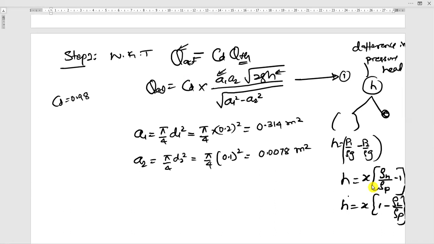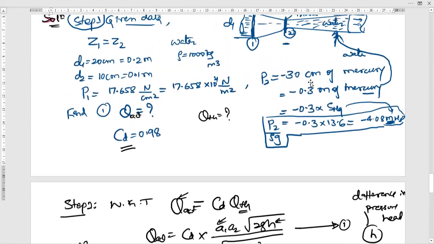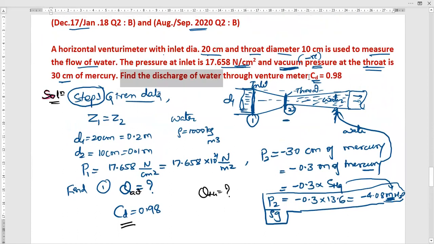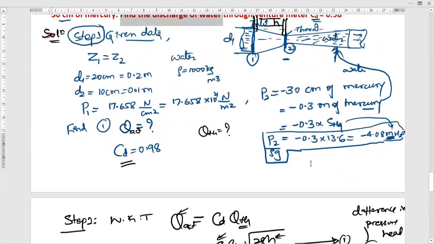But here we don't know the value of X. What is X? X is the difference in manometer fluid levels. He has not used that word anywhere here. There is no term related to difference in manometer. Understood? So here they have not used a manometer. They have used a piezometer for measuring the pressure difference. So the difference between these two is H. So that H we need to calculate.